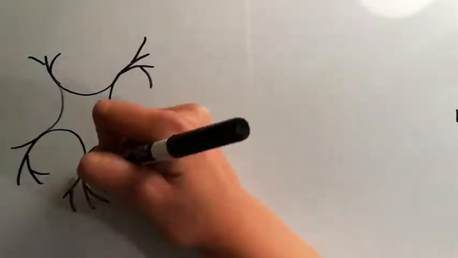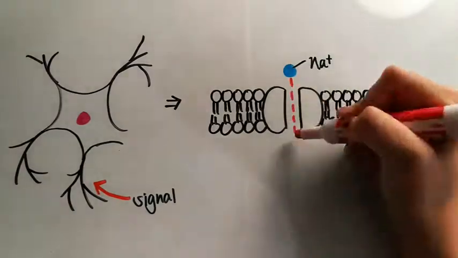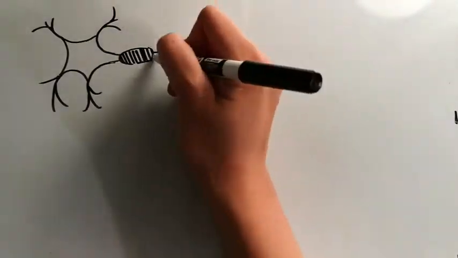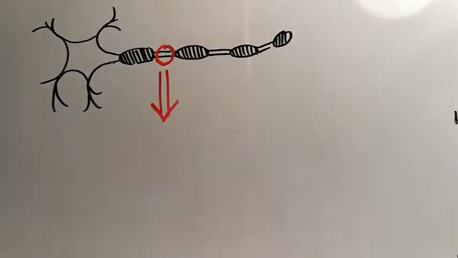When a signal is received by a dendrite, the signal opens some sodium channels and allows sodium ions to flow into the cell along its concentration gradient, which depolarizes the cell. If the cell membrane potential reaches minus 55 millivolts, the threshold, an action potential is triggered and opens most sodium channels, while the potassium channels remain closed.